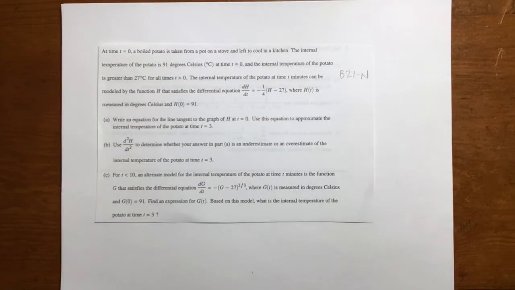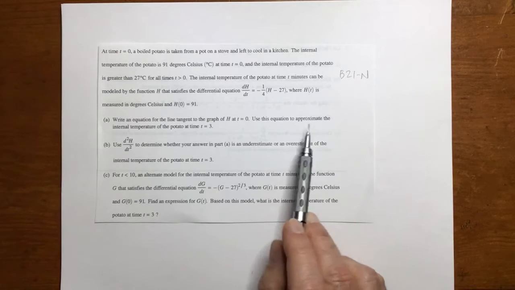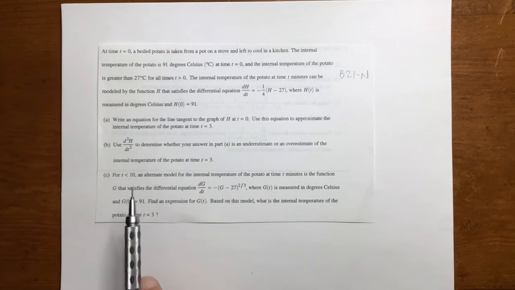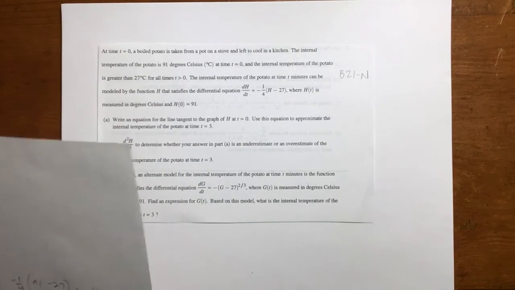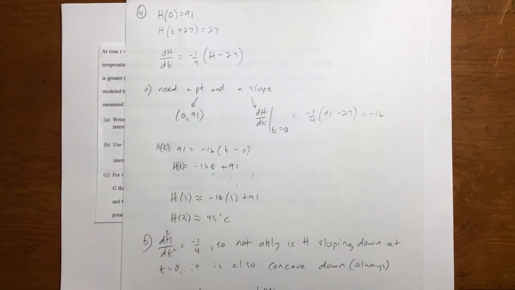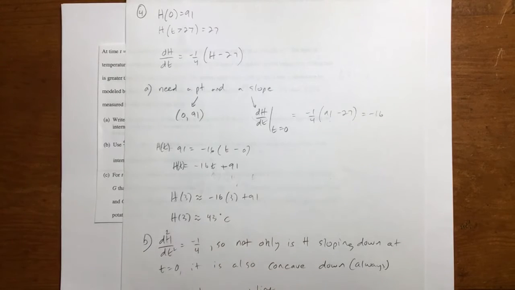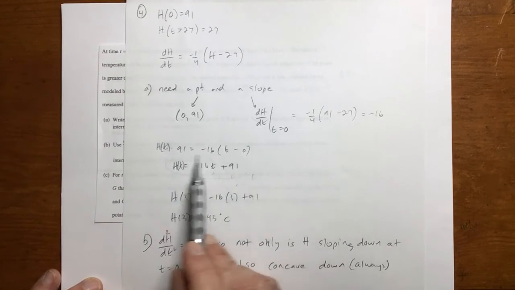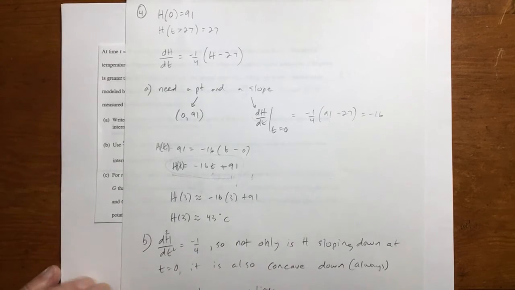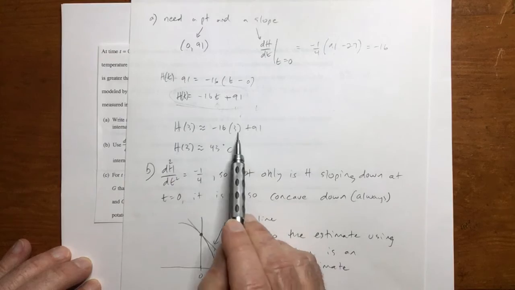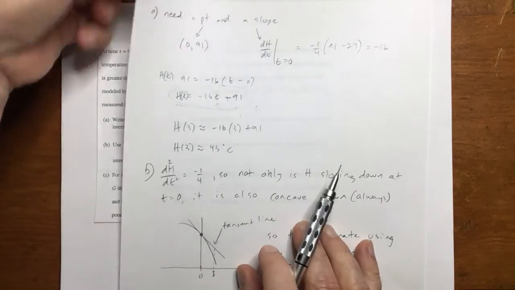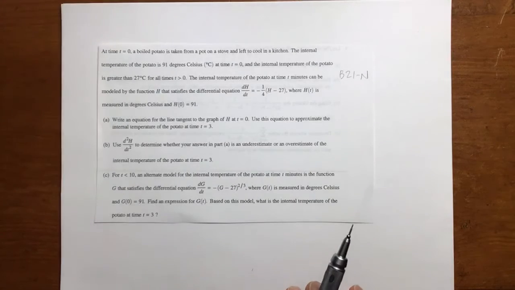Okay, but then the question is use this equation to approximate the internal temperature of the potato at t equals 3. And this is what we would have called a linearization, approximating with a linearization. We found this slope. We have this point and we write it in point slope form and solve it for h. So this is what I would call the linearization. And we want to approximate the temperature at t equals 3, so I just substitute in t equals 3 and I get the temperature at t equals 3 is approximately 43 degrees Celsius.